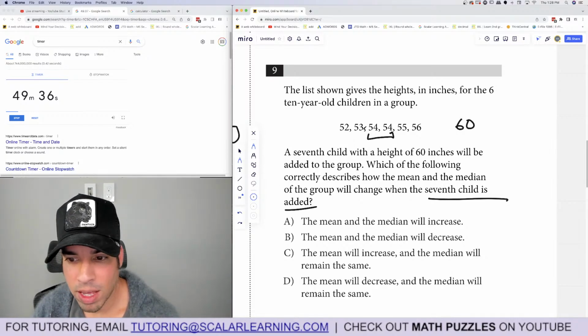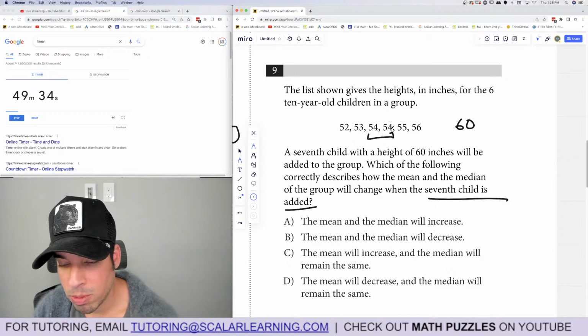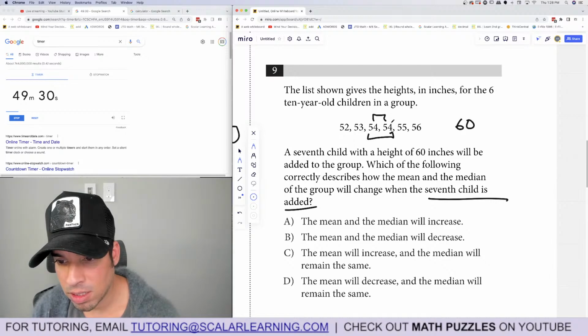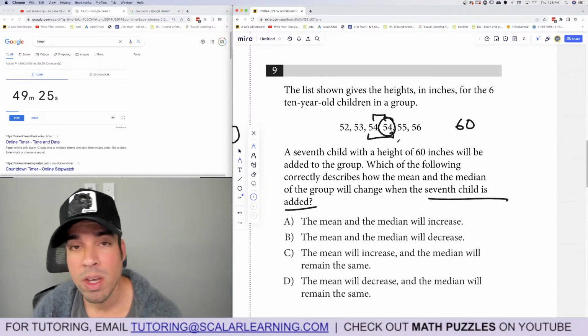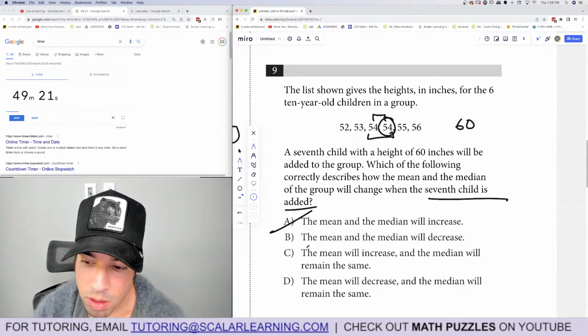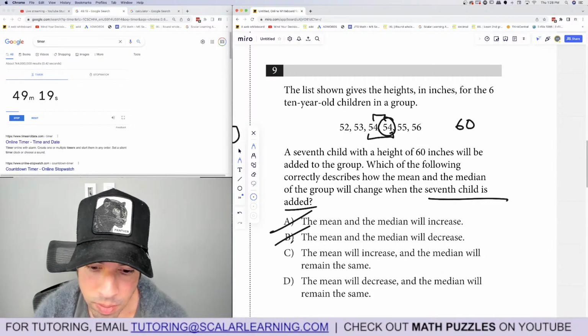When you add a 7th value, because the median is the middle, so there's 2 middle values when there's an even number, and you take the average of those two, it's still 54. Now when there's 60, the median or middle number will be the 4th number, but it's still 54. It means the mean increases and the median stays the same. So nope, nope, yes.